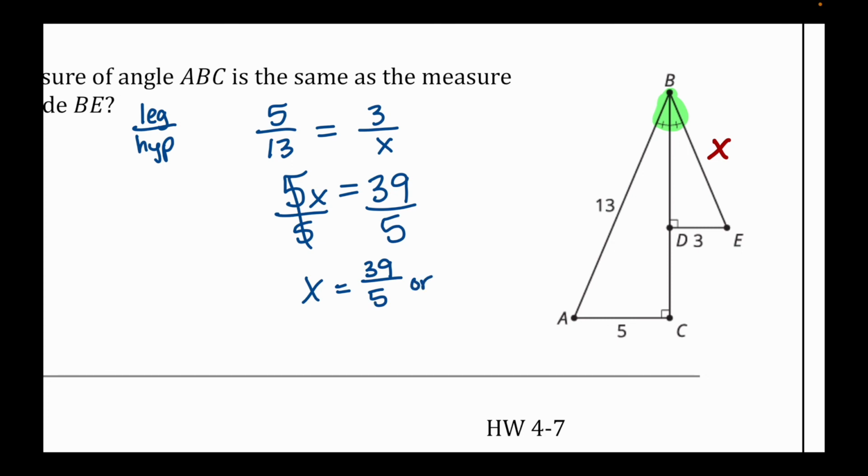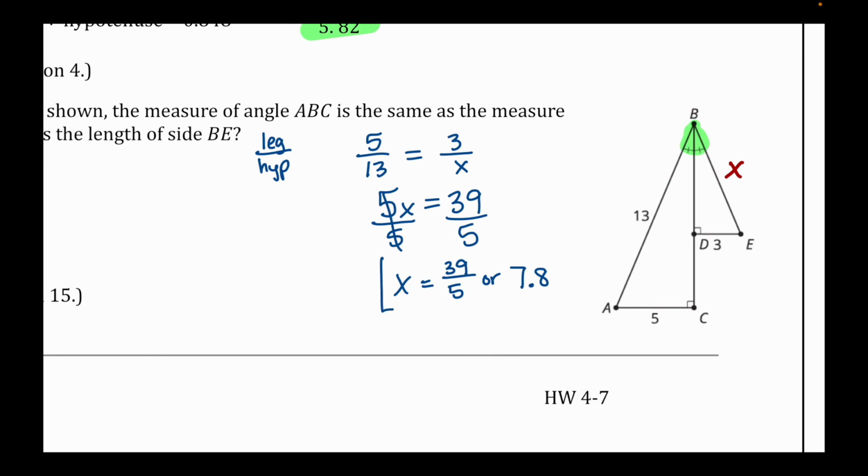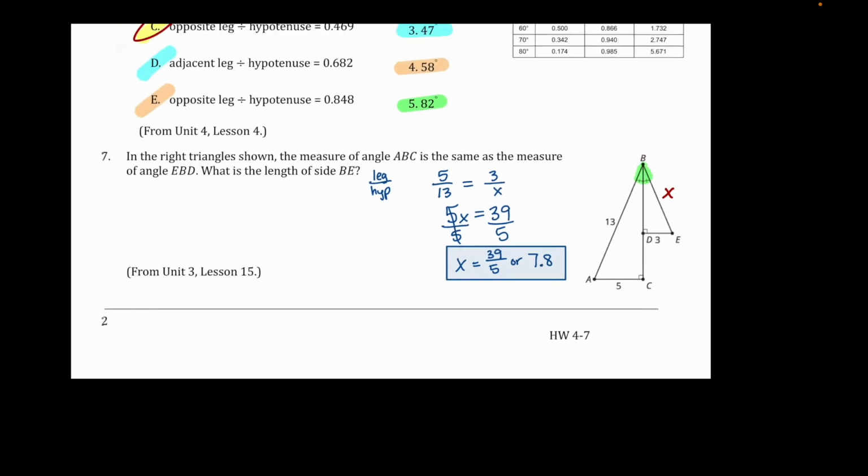Or 7.8 is the actual decimal, and we don't need to round that. It is just exactly 7.8. So yeah, that is the length of side BE based on that one.